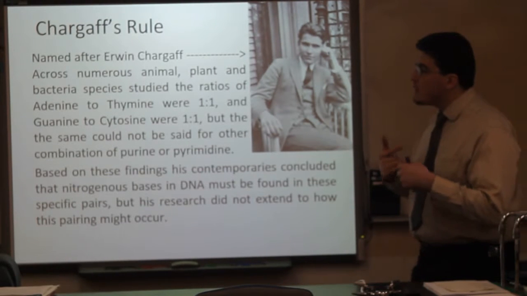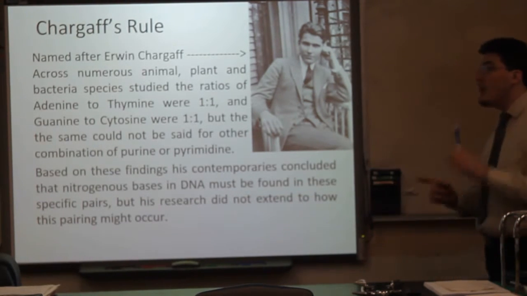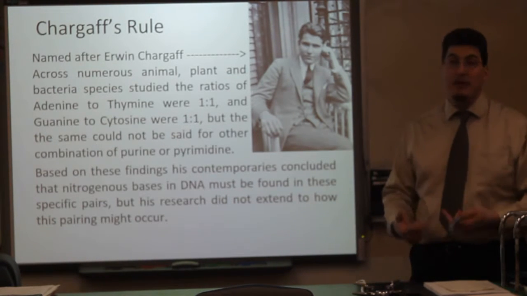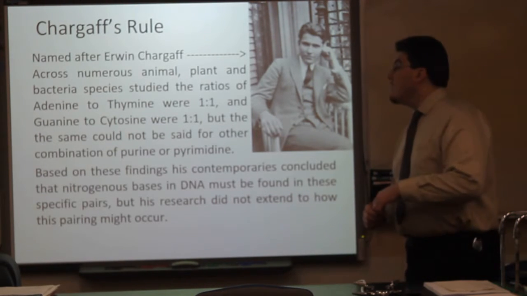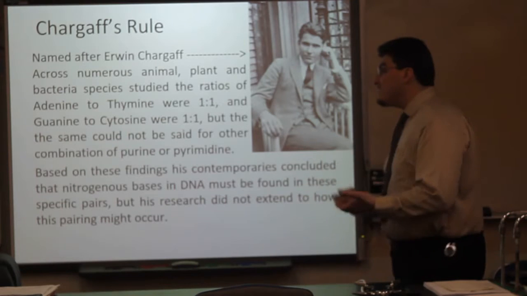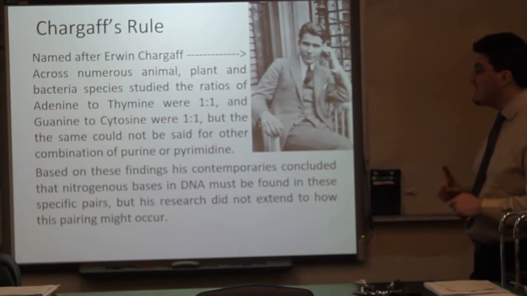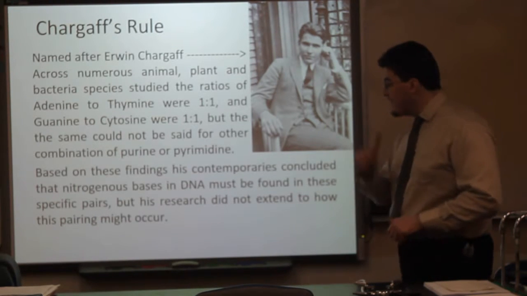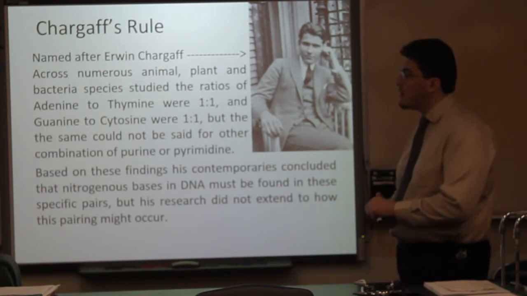He also measured that the guanine to cytosine ratio was 1 to 1. The same could not be said for, for example, thymine to guanine. It does not have to be 1 to 1. It could be 1 to 50 for all we know. All right? So, based on these findings, his contemporaries concluded that the nitrogenous bases in DNA must be found in these specific pairs, but his research did not extend to how this pairing might occur.